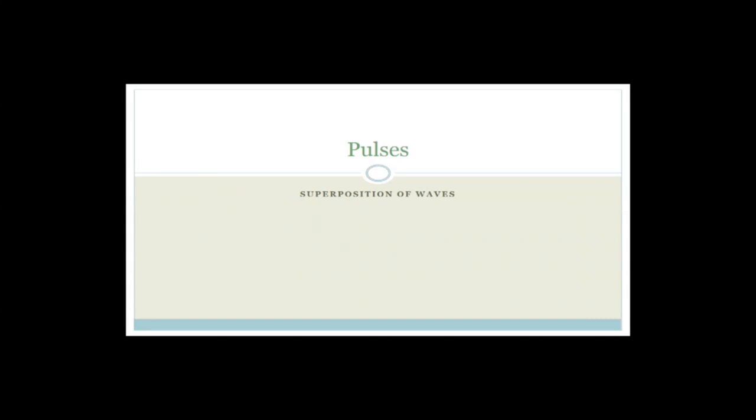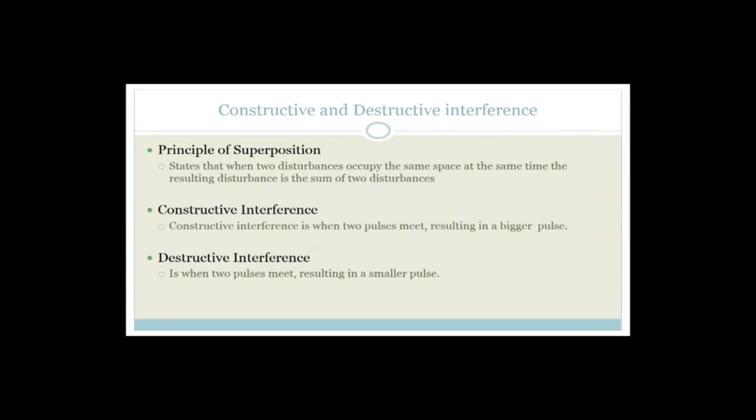So now that we've spoken about pulses, we need to talk about superposition of pulses. Superposition kind of gives you away in the name. Superposition means on top of. We're going to place waves on top of each other and see what happens. So we first need to learn the definitions, and I'm going to go through them with you.